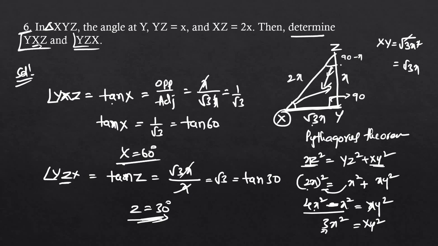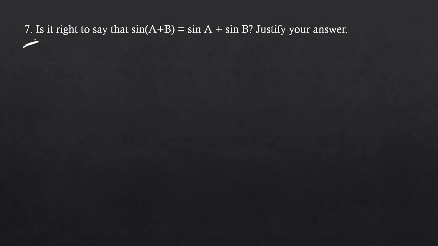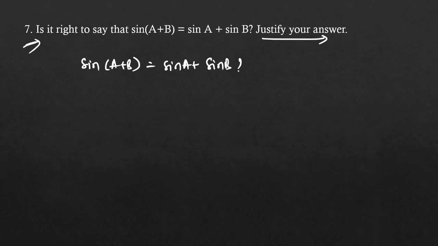Now moving to the next question, the seventh one. Is it right to say that sine of A plus B is equal to sine A plus sine B? He is asking us to find. So justify your answer. I am taking A is equal to 60 degrees and B is equal to 30 degrees, as an example.